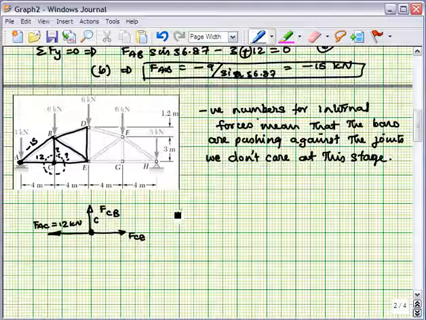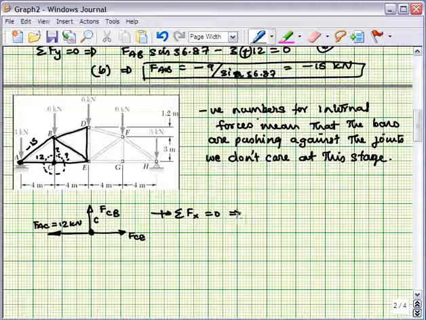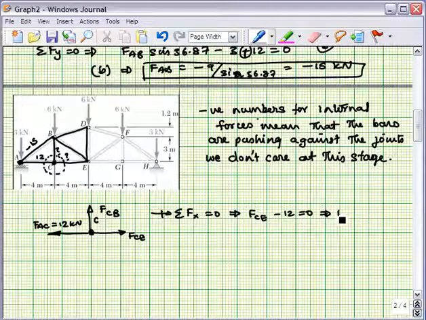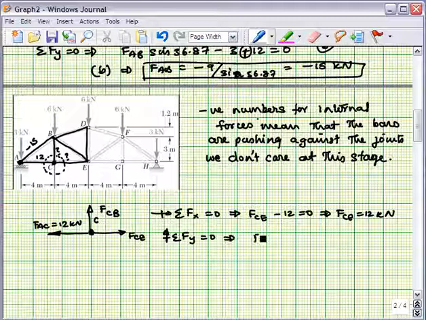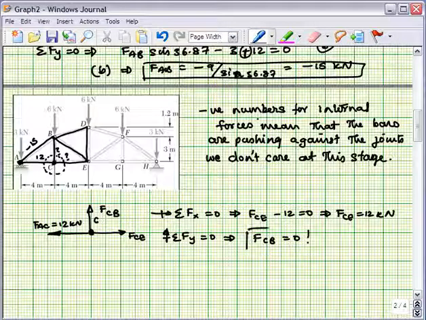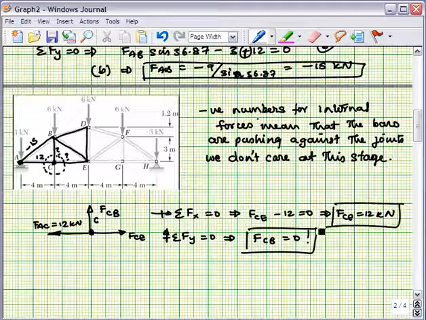So this is a very easy one. Summation of all the forces in the x direction equal to 0 will immediately give us FCE minus 12 equal to 0. That means FCE equals 12 kilonewtons. Summation of all the forces in the y direction equal to 0 gives me FCB equal to 0 because that's the only force out there. So now I got two more forces. I go up here and I say, okay, this is 12, that's 0.